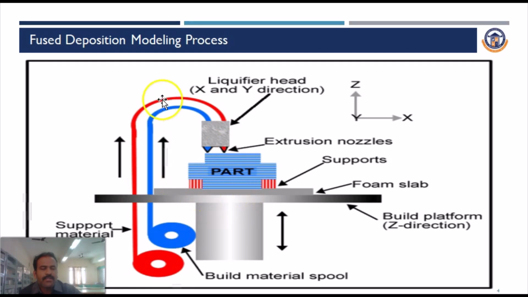Once the first layer is built, the platform is at its starting position. First the build material is supplied through the liquefier head. The first layer is formed, then it solidifies. Then the build platform is moved down in the Z direction by the next layer thickness.